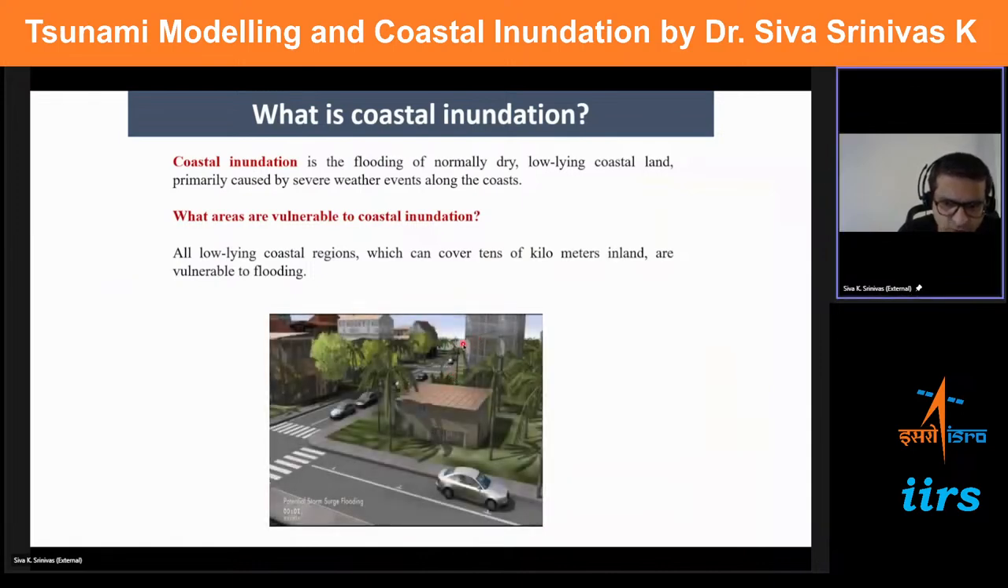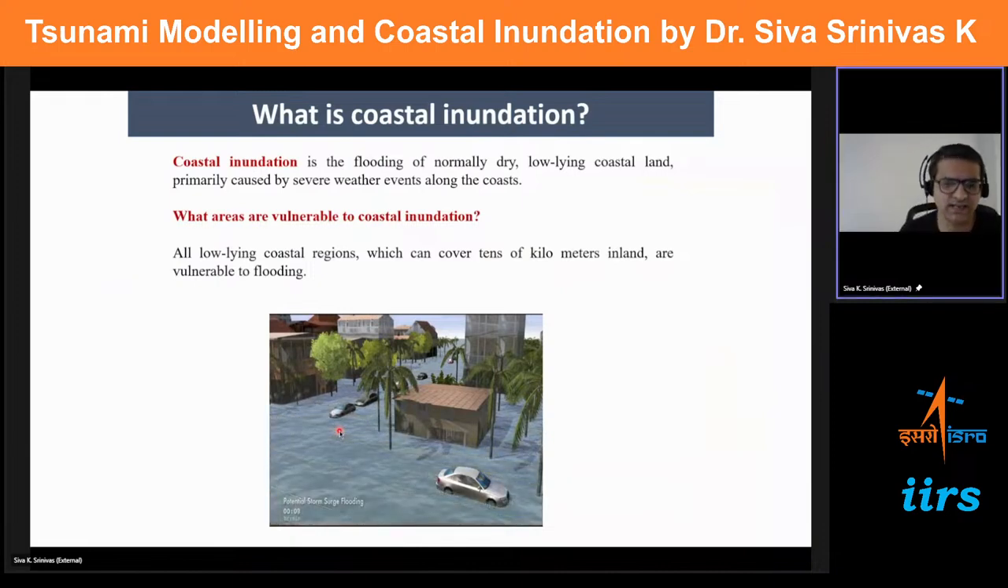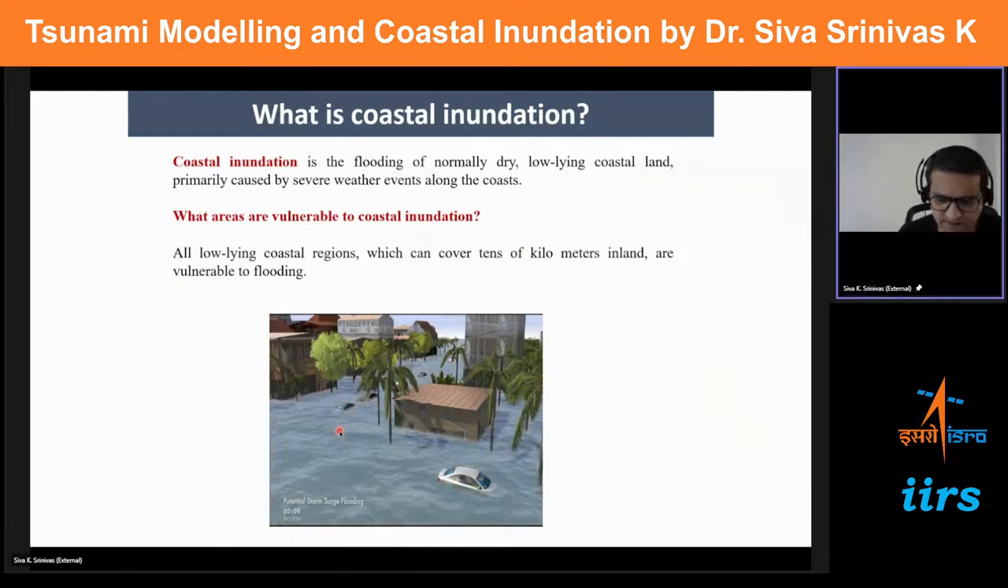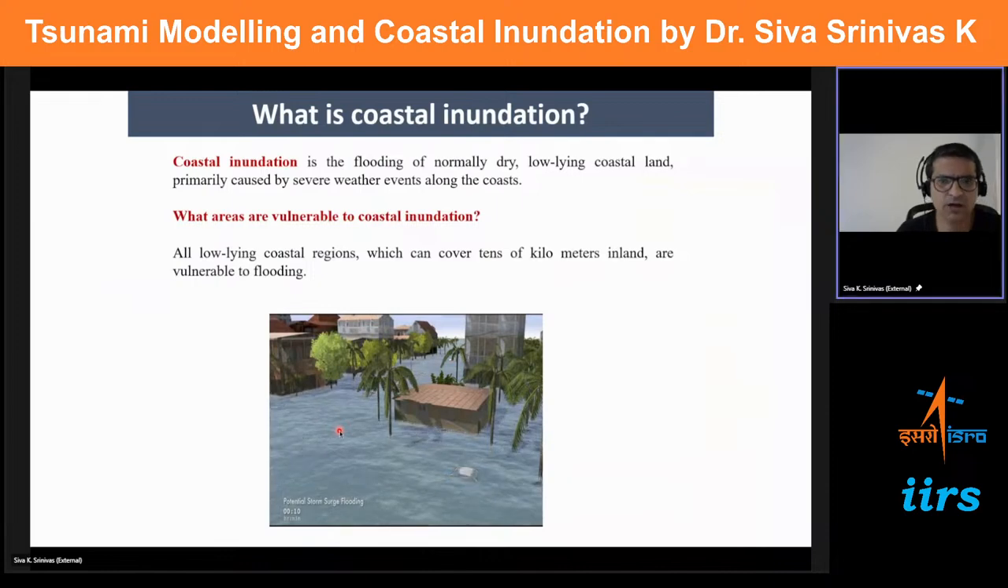Now the ocean water is passing from this route. It has entered into the roads and it has inundated the complete parts, inundating houses and vehicles to a certain height. So this we call inundation. So all low-lying areas will get inundated.